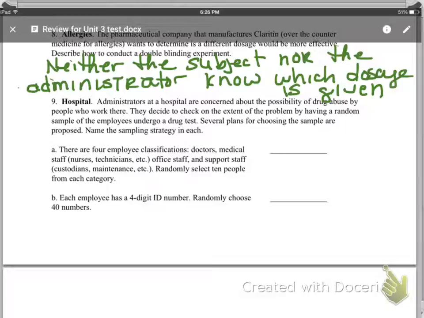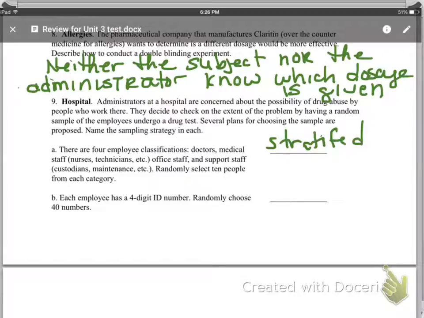now let's go to 9 here. It says, administrators at a local hospital are concerned about the possibility of drug abuse by people who work there. They decide to check out the extent of the problem by having a random sample of employees undergo a drug test. Several plans for choosing the sample are proposed. Name the sampling strategy in each. Okay, so there are 4 employees. Randomly select 10 people from each group, so that's some from all. So that's stratified.